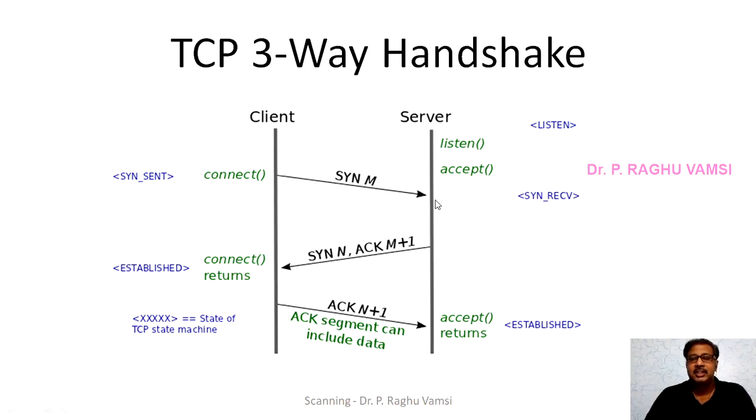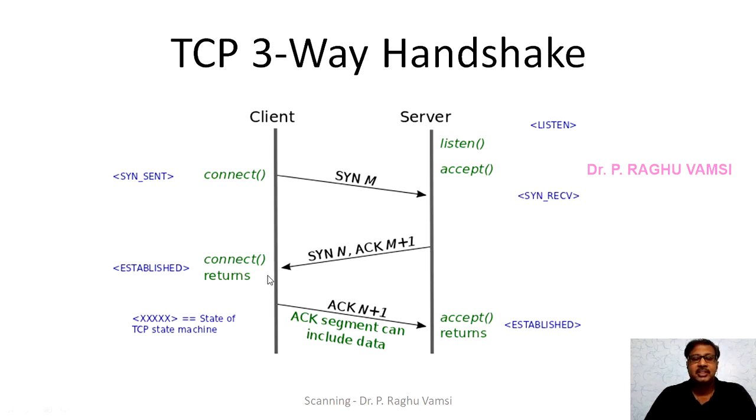Whenever the synchronous signal is sent, the server will listen continuously to the client request. Whenever the synchronous signal is received from a particular client, it will accept the connection and create a memory at the server end. Once the memory is created, the synchronous acknowledgement will be sent back to the client. So whenever the synchronous is received from the client, the server will set its state as synchronous received, and the synchronous acknowledgement will be sent back to the client.